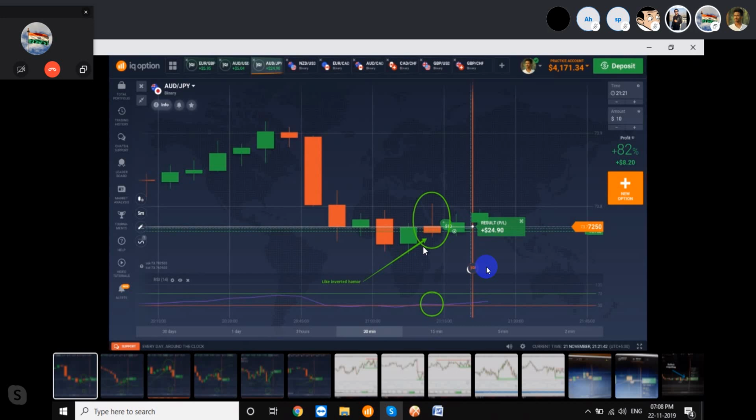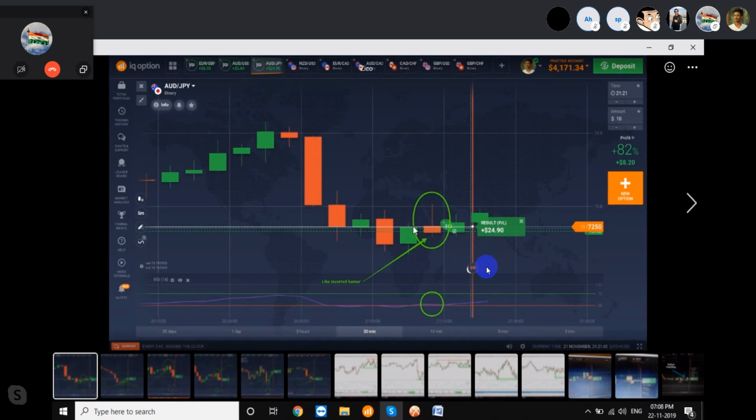As I told you, the body should be a square shape. See, such kind of bodies are not considered. If you are getting this kind of body here, it's perfectly fine. Even this body is also not considerable. If you are getting a wick on that side, like 2 times minimum, either it should be a hammer or an inverted hammer, then we can consider it. But such kind of body we can't consider.